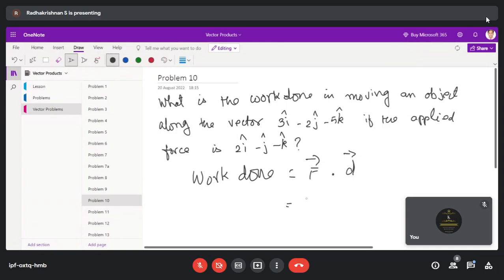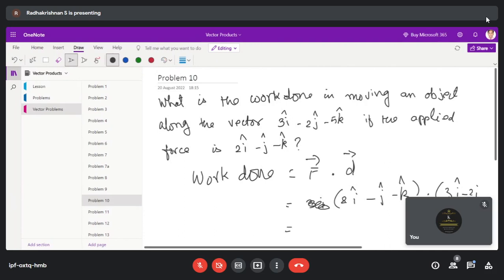So you take the cross product. How will you calculate the cross product? No, yeah, dot product. 2i minus j minus k dot 3i minus 2j minus 5k. So how will you calculate this?